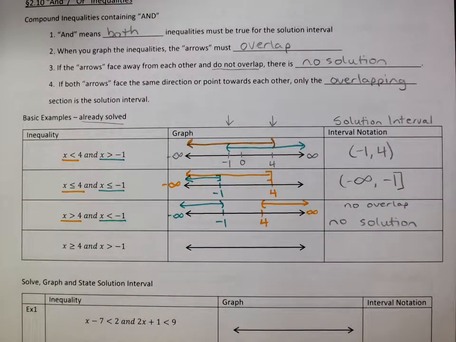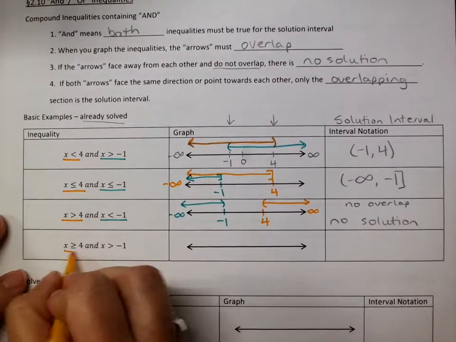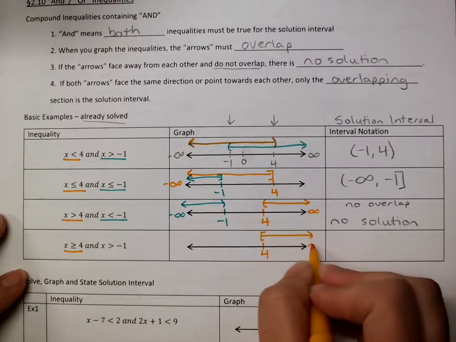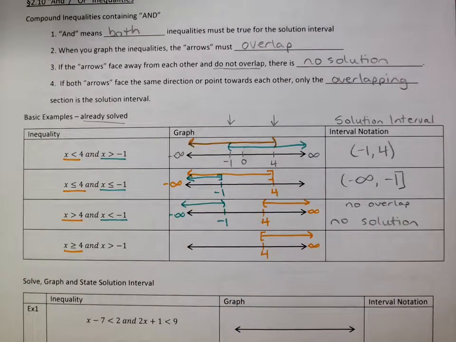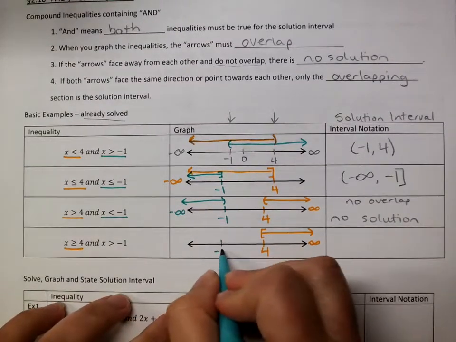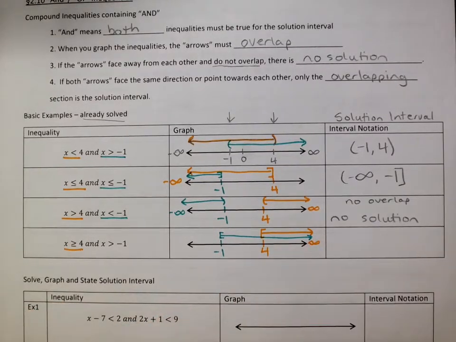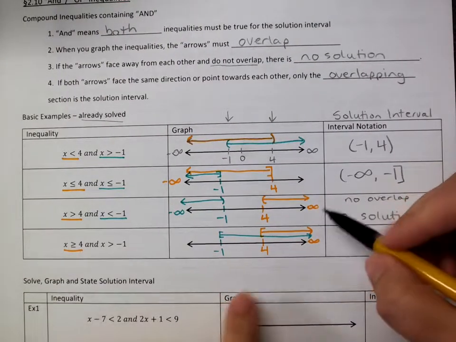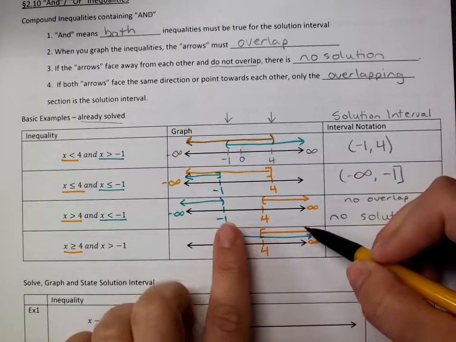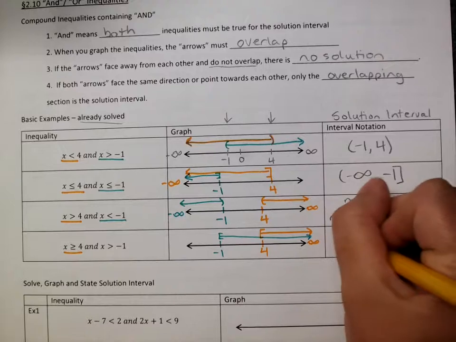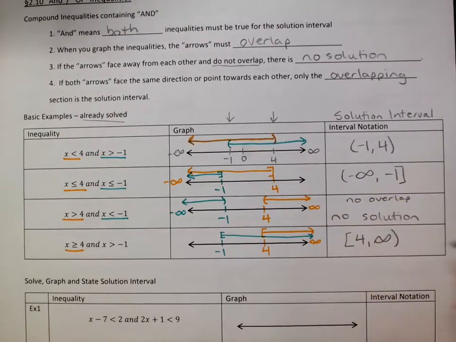And finally, we have x is greater than or equal to 4. Here's 4, greater than or equal to goes this way towards infinity. And x is greater than -1. So greater than -1 goes here, arrows going this way also towards positive infinity. Again, we're looking for where they're both true. Over here they are both true, over here they are not. So they are both true from 4 to infinity.